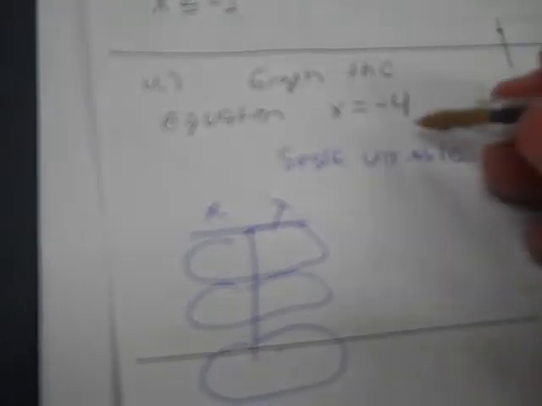Okay, graph the equation x equals -4. So this is a single variable graph. Okay, single variable, so I want to make a table. There's going to be, let's do 3 points. X is -4, so all of the x's are always at -4. Now y is not even in this equation, so we'll go 1, 2, 3. This is the x, this is the y.